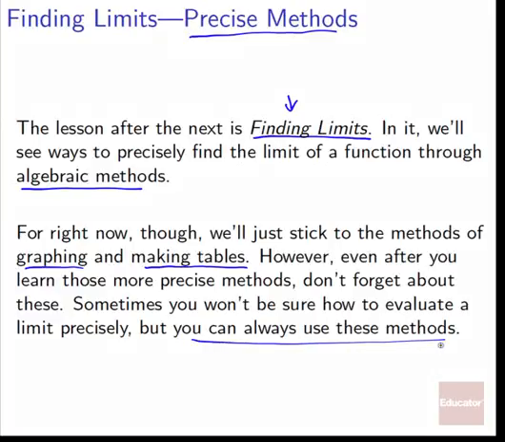Now, often you'll have problems where the problem says that you have to get it precisely and you won't be able to use these methods. But sometimes you'll have some really, really complicated thing and you won't be able to work it out. You can just toss in a table of values, something like this, and you'll be able to get a good sense of where it's headed, and that can be useful.